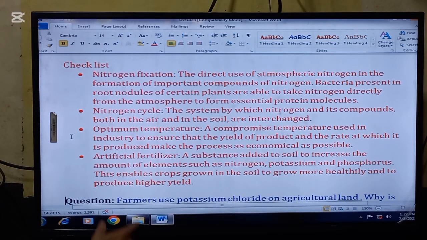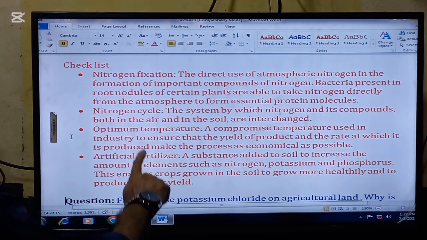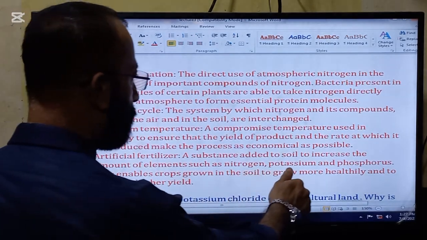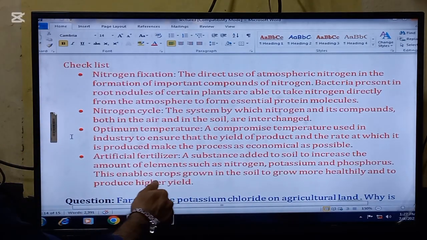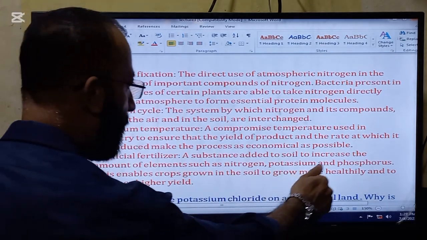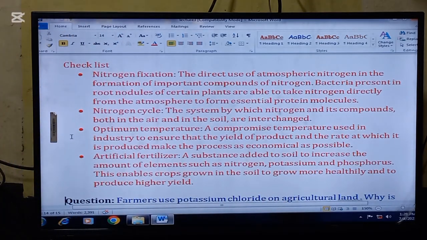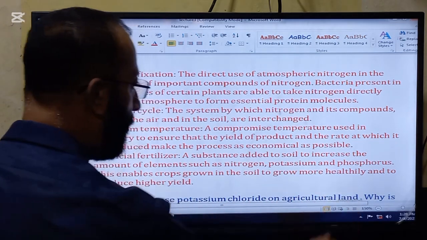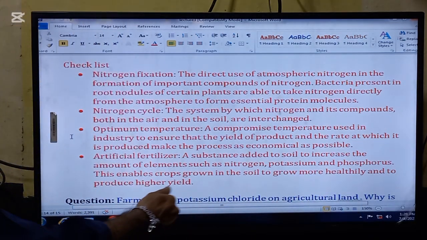And the last thing that we are going to do in this topic is artificial fertilizer, a substance added to the soil to increase the amount of elements such as nitrogen, potassium and phosphorus. This enables crops grown in the soil to grow healthier and to produce higher yield.